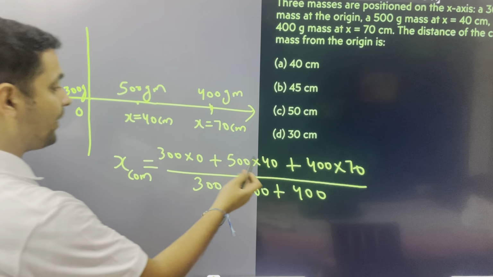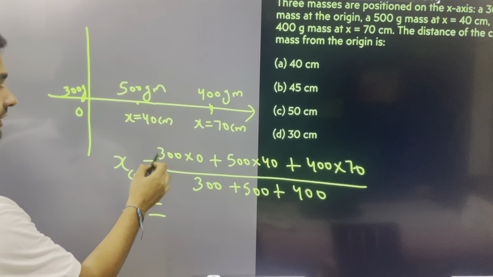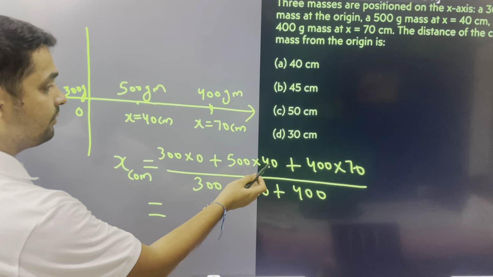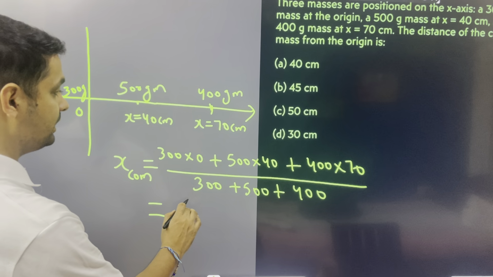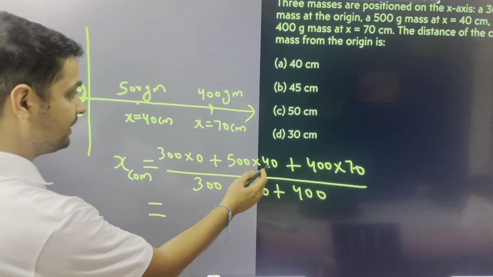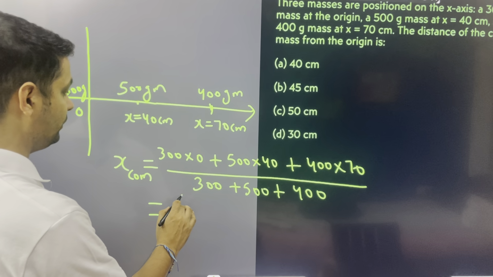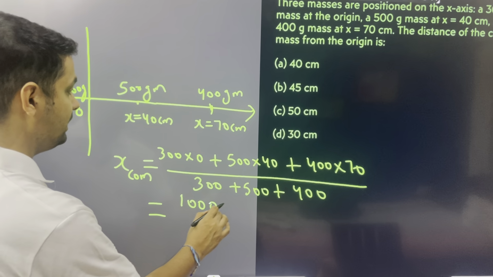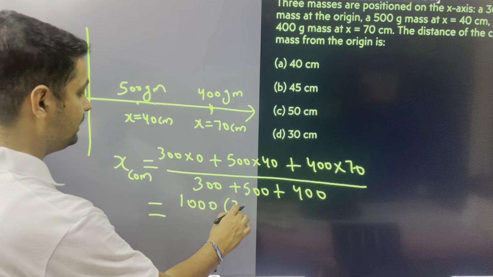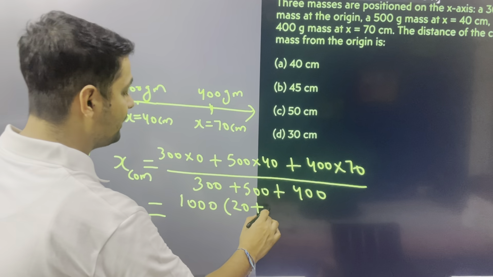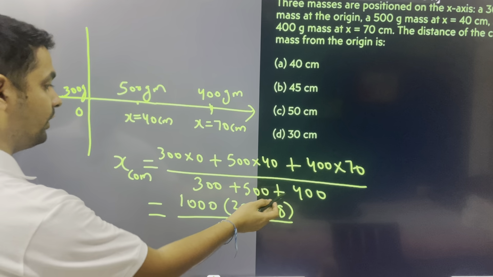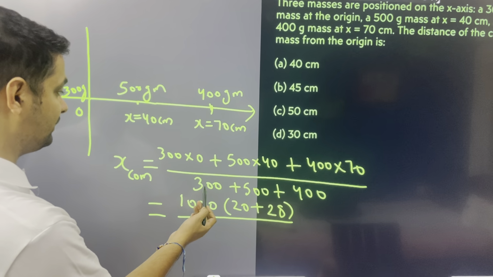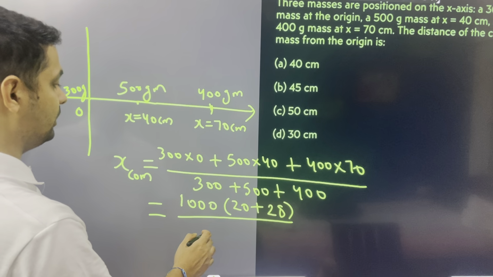Correct. Now what will you finally get? The first term is totally 0, leaving 500 into 40 plus 400 into 70. You can take 1000 common: 1000 into 5 into 4, 20, plus 4 into 7, 28. Divided by 400 plus 500, 900, 900 plus 300, that is 1200.